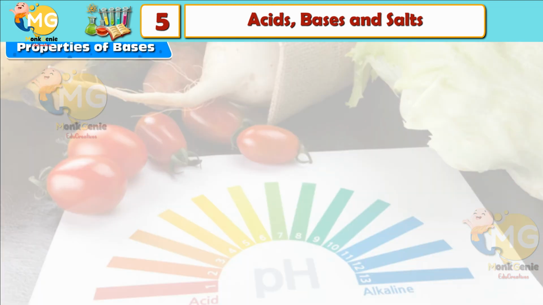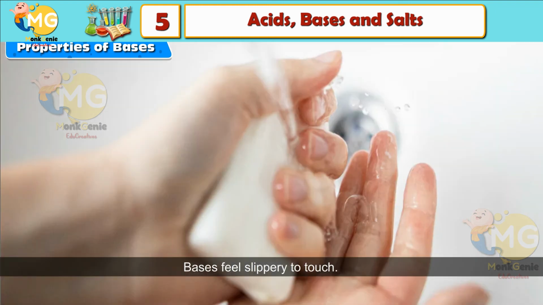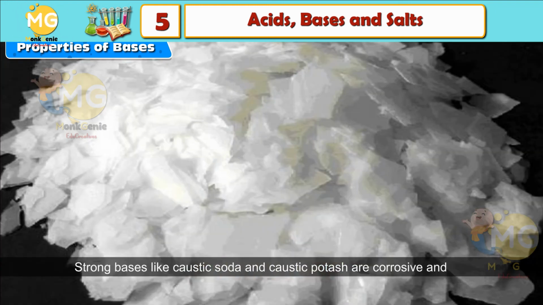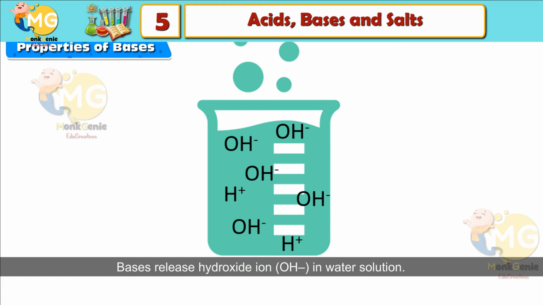Properties of bases. Bases are bitter in taste. Bases feel slippery to touch. Strong bases like caustic soda and caustic potash are corrosive and dangerous for skin and eyes. They may or may not be soluble in water. Bases release hydroxide ion, that is OH-, in water solution.